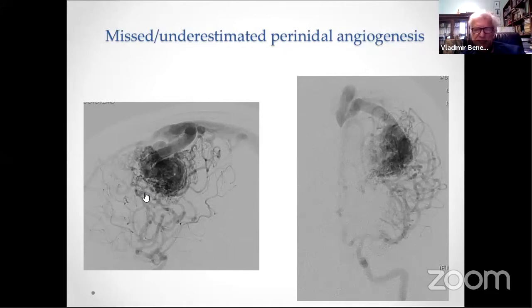You see here the perinidal neoangiogenesis into which I ran, and I was unable to leave it to get farther from the nidus. It was bleeding, bleeding, bleeding. Next.